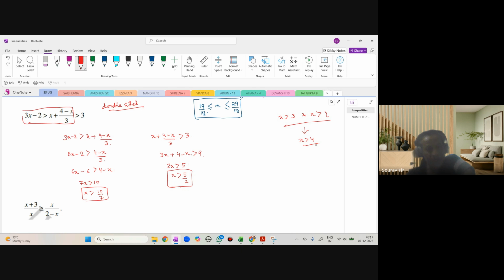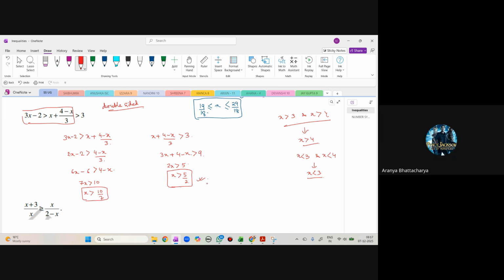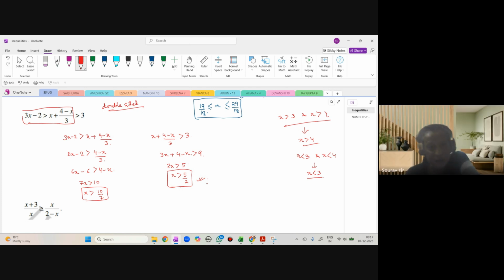Correct? It has to follow both. Similarly, if I have x less than 3 and x less than 4, then the solution will be x less than 3. So if it is greater than two numbers, then it should be greater than the larger number. If it is smaller than two numbers, it should be smaller than the smaller number. But this has to be simultaneous. Remember that. It's not an or, it's an and. So here, x greater than 5 by 2 should be the answer. This should be the solution. Clear? Okay.